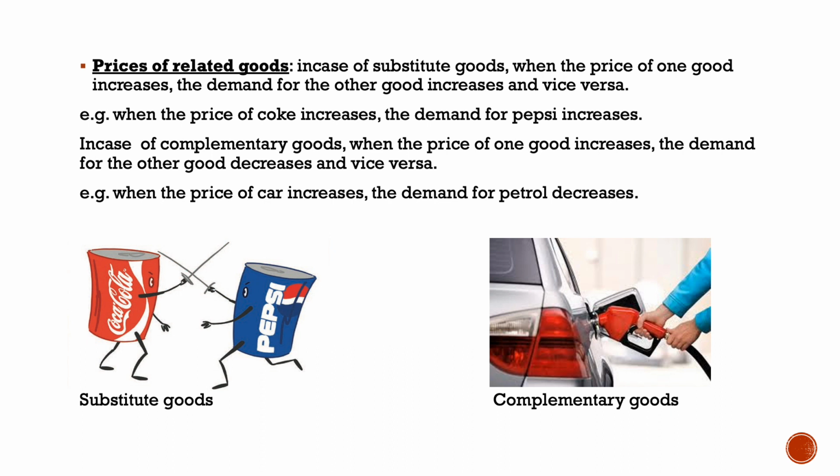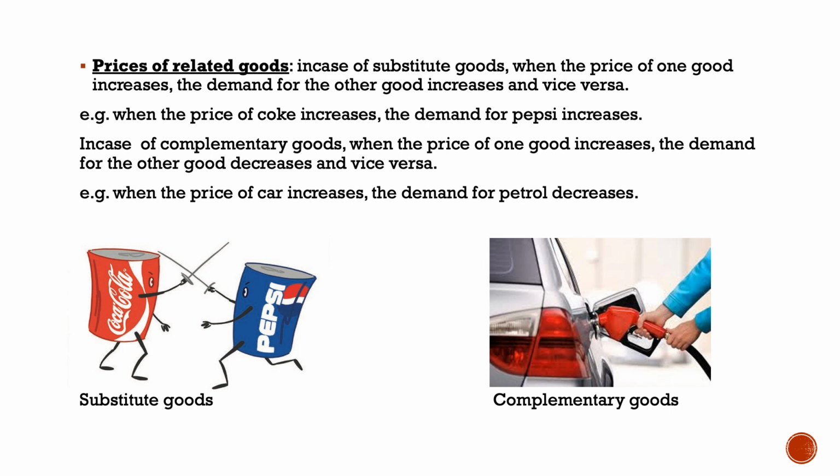Prices of related goods is the next factor which affects the demand. Now, there are two types of related goods. One is substitute goods. What do you mean by substitute goods? It means the goods which replace each other, for example, Coca-Cola and Pepsi. These are the substitute goods.